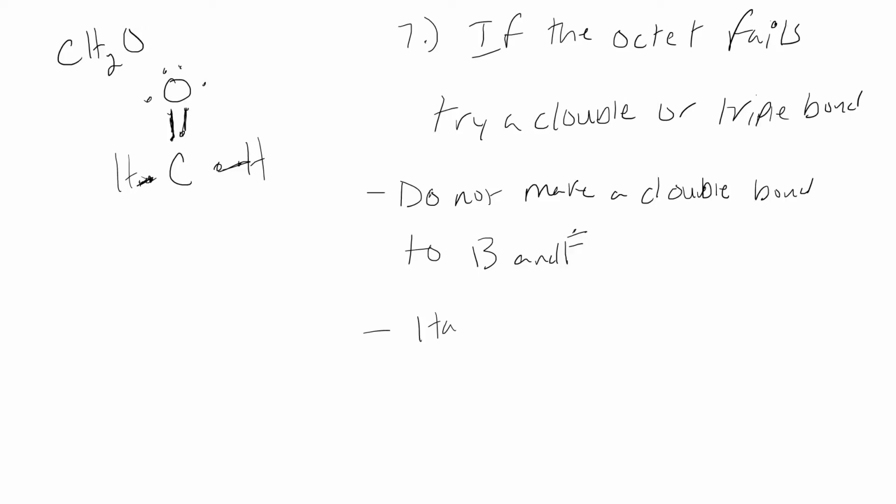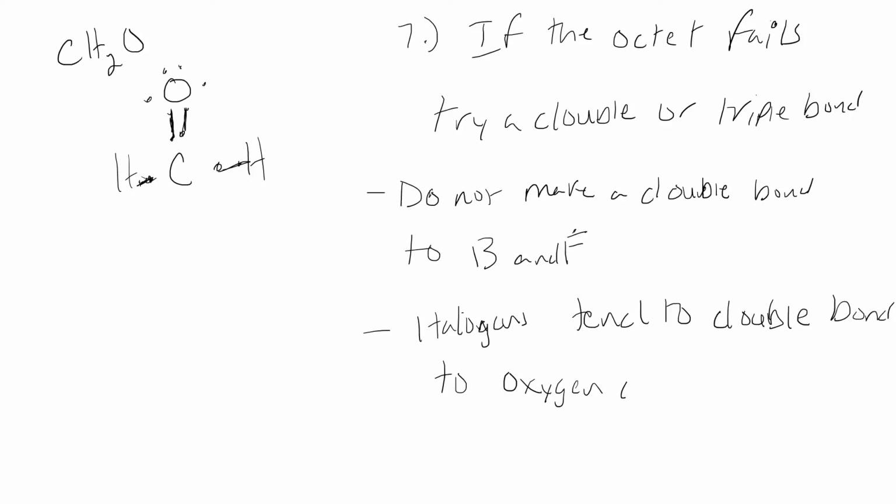Halogens tend to double bond to oxygen and sulfur, with the exception of fluorine. Now there are several other things that can double and triple bond and so forth, but those are the ones that you really, really want to look out for. Okay, so our overall structure is such: when we count electrons, everything works out.